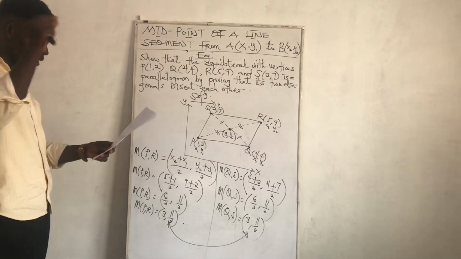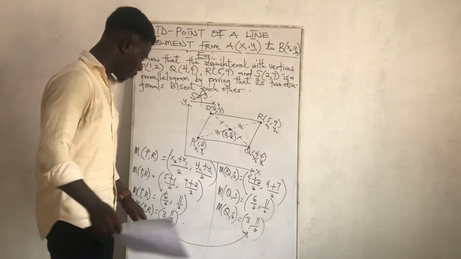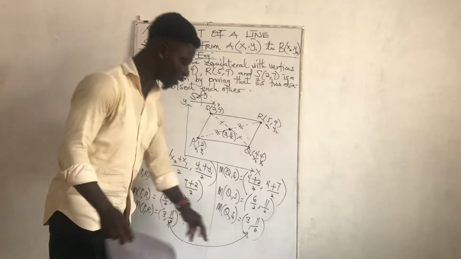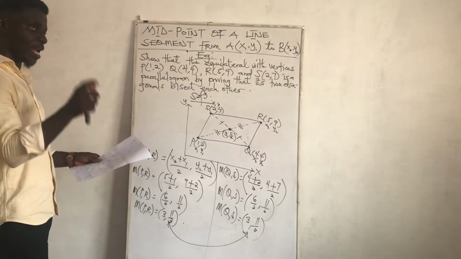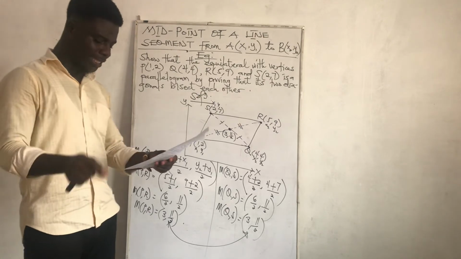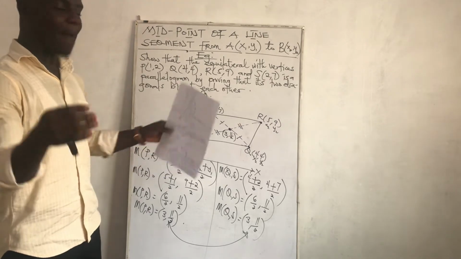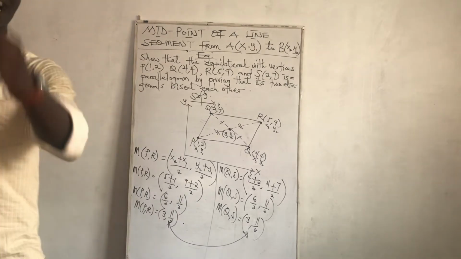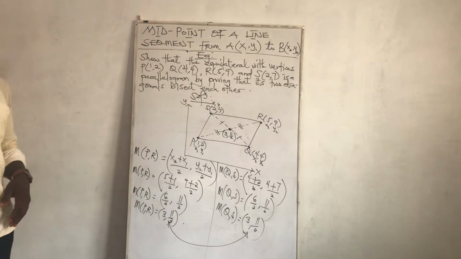Again, since the midpoint of PR is equal to the midpoint of QS, they are equal, then it implies that the two diagonals bisect each other. So that's it. Kindly watch it very carefully.